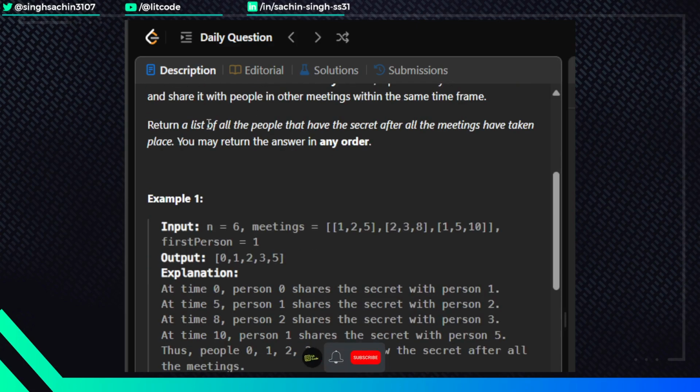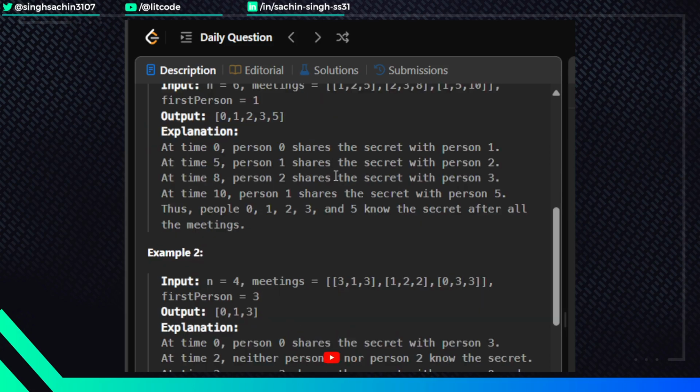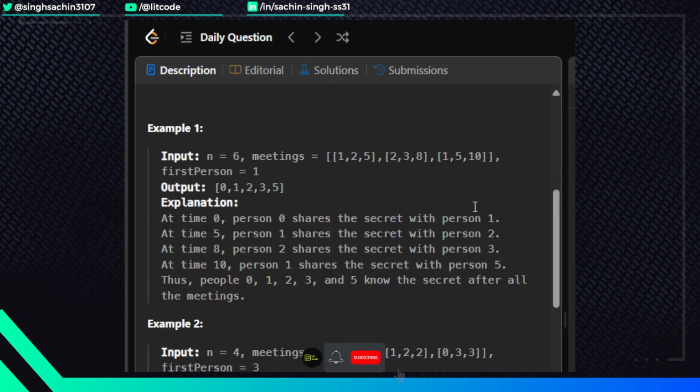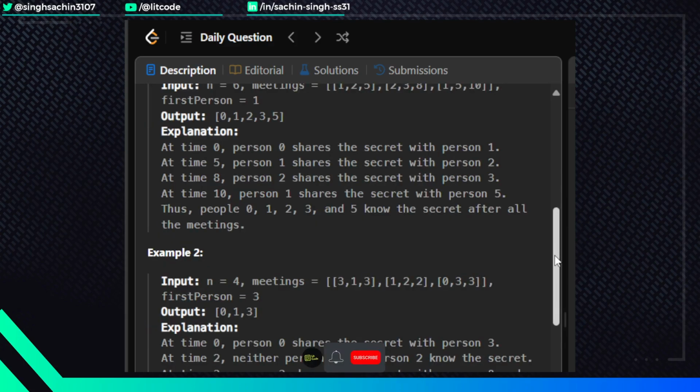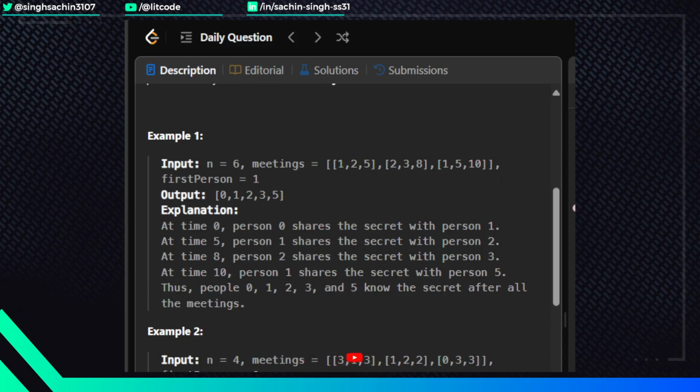At the end, we have to return a list of all people that have the secret after all the meetings have taken place, and the answer can be in any order. Okay, sure. Also, I would suggest that you go through the examples first before you start to solve this problem, because it gives you a better insight into what exactly is happening.